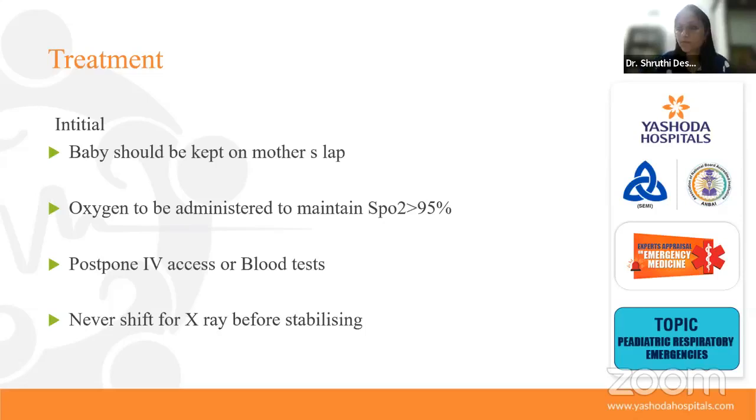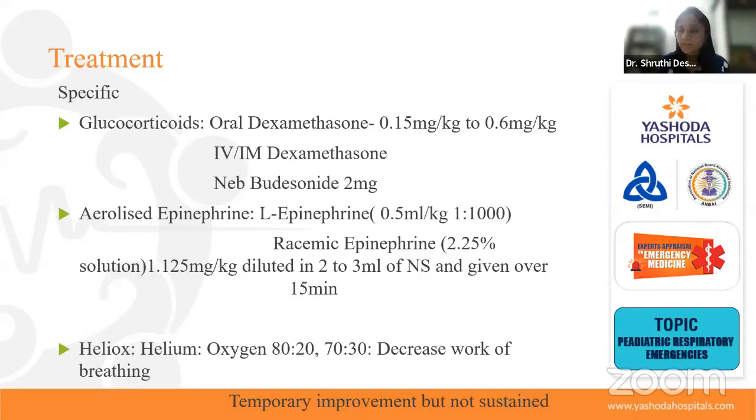Oxygen is administered to maintain saturation above 94 to 95%. Postpone any IV access and never shift the child to X-ray before stabilizing the child. The specific first-line treatment is a steroid, that is oral dexamethasone, with a dose of around 0.15 mg per kg to 0.6 mg per kg. IV or IM can also be used.